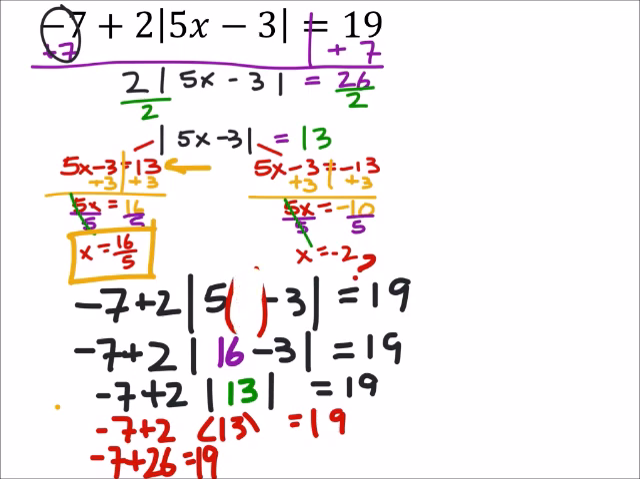Let's go and replace that 16 fifths with the negative 2 that we found as well. So that only changes a little bit. Instead of getting a 16 right here, what we'll end up with is a negative 10. Negative 10 minus 3 is negative 13. And the absolute value of negative 13 was what we were trying to get up here. That's going to give us this 13, and everything else remains the same. So that also gives us a true statement. We know x is negative 2 as well.